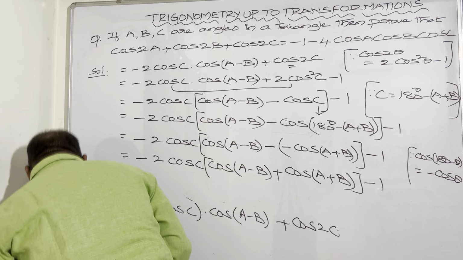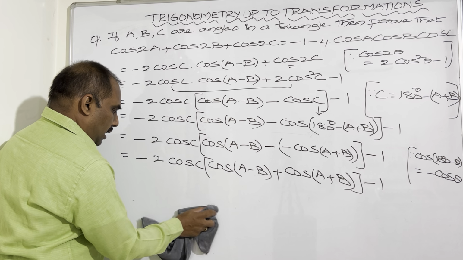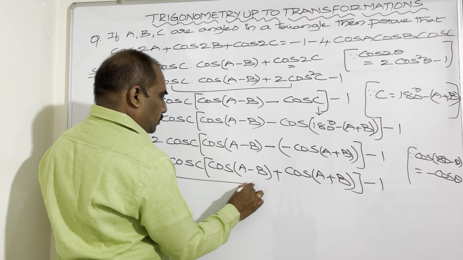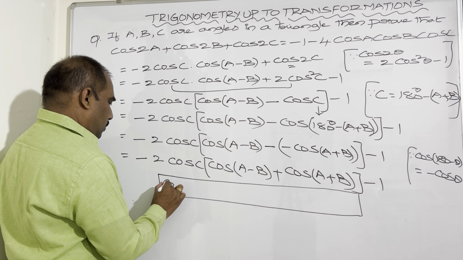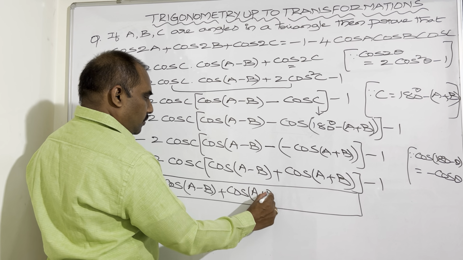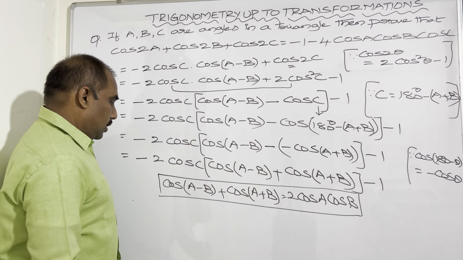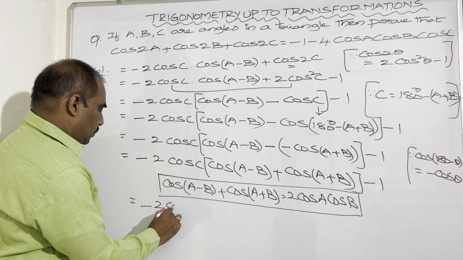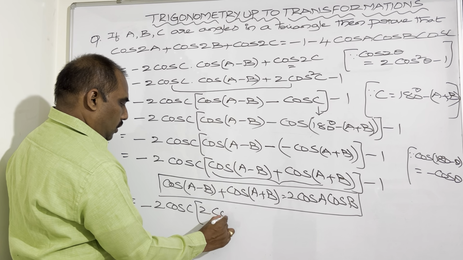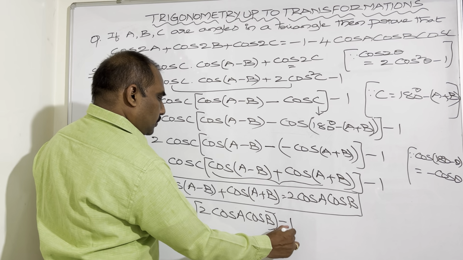Now here we have one of the formulae: cos of (A minus B) plus cos of (A plus B) is equal to 2 cos A into cos B. So this is equal to minus 2 cos C into, this entire thing can be written as, 2 cos A into cos B, and finally at last this minus 1 is written as it is.